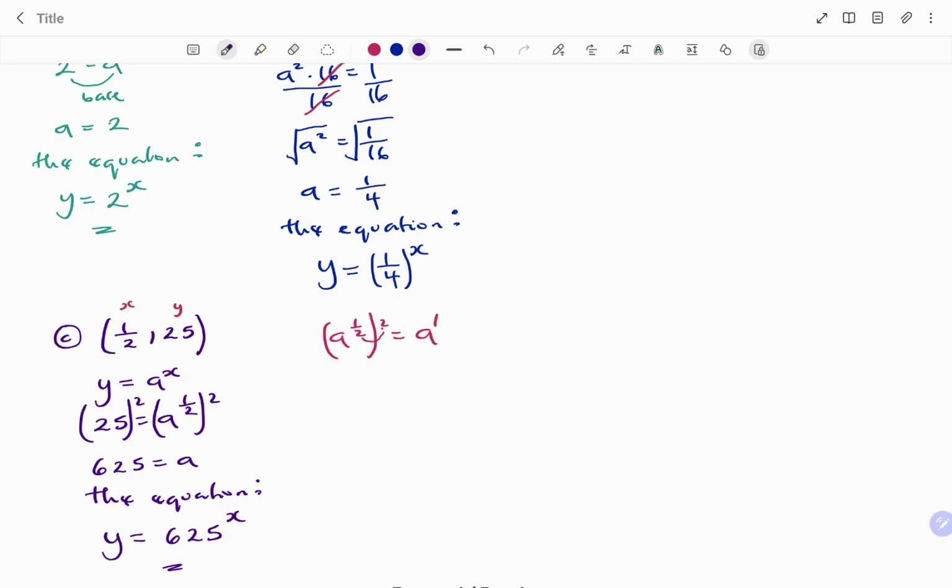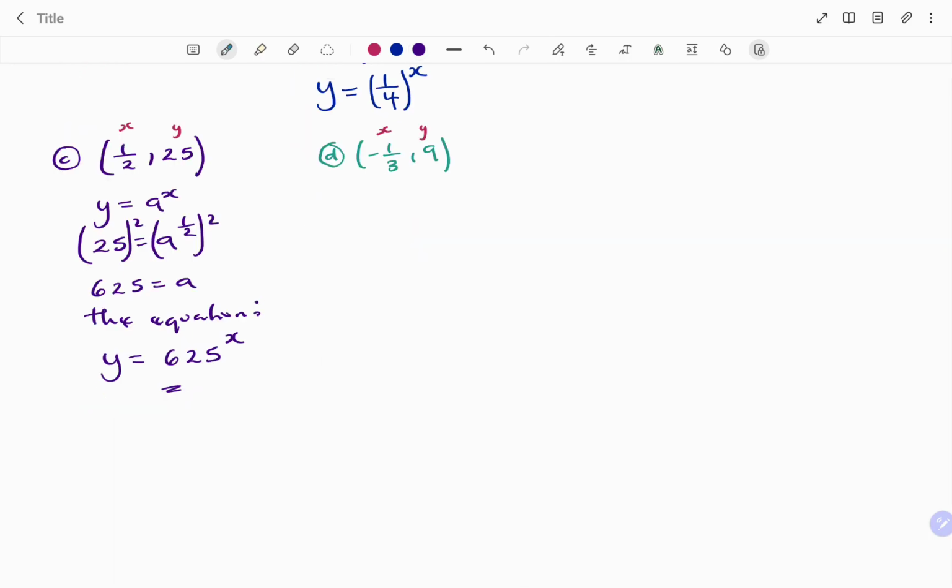The last part of the question, I have to determine the equation of the exponential function passing through the point -1 over 3 and 9. Our x is -1 over 3 and our y is 9. So we have the standard equation to be y equals a to the power of x. Substituting those values, I have 9 equals a to the power of minus 1 over 3. Making it a positive exponent, I have 9 equals 1 over a to the power of 1 over 3.